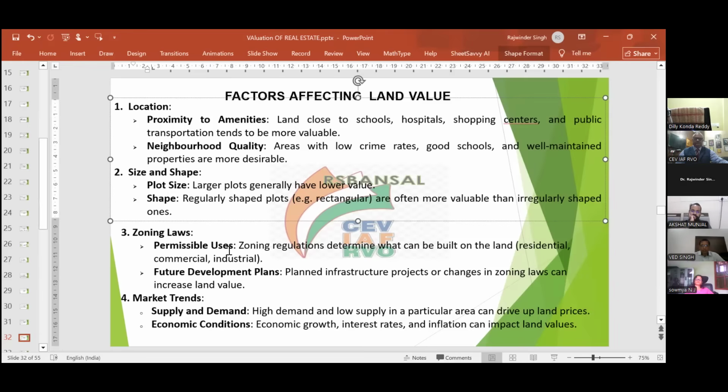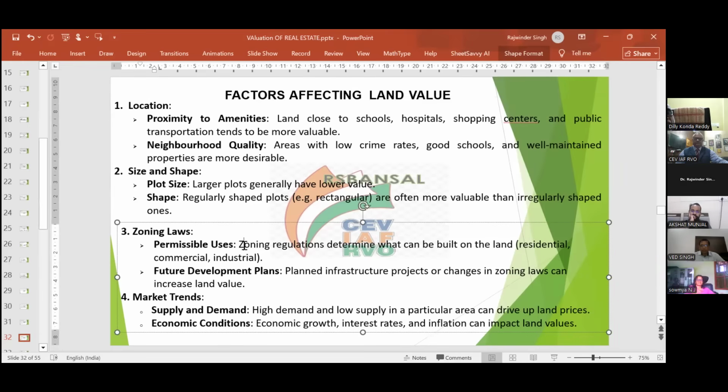So zoning laws, permissible use means zoning regulation determines what can be built on the land: residential, commercial, industrial, etc. That will affect the value. And of course, future development plans means planned infrastructure projects or changes in zoning laws can increase the value of land.